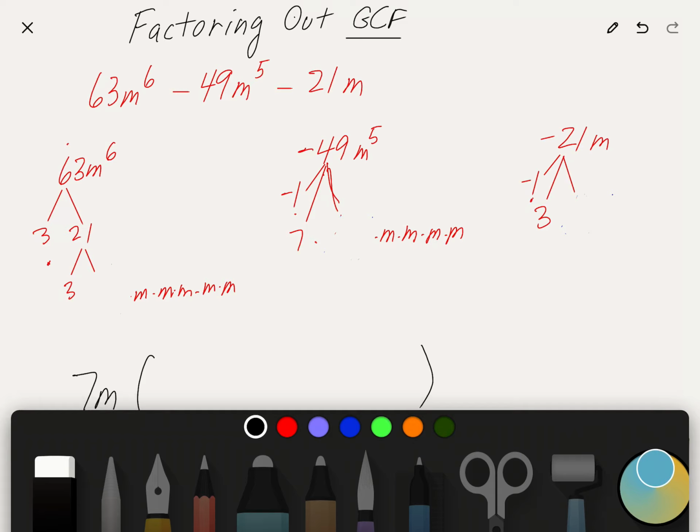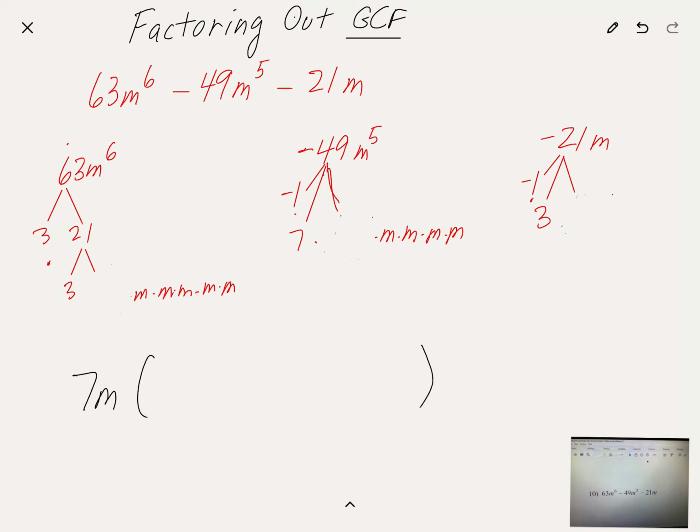Now, whatever remains is what goes inside the parentheses. So this is 3 times 3, and we got m to the 5th. So this is going to be 9m to the 5th. And then I'm going to have a -1 times 7, and there's m to the 4th. So that's going to be a negative or minus 7m to the 4th. And then I just have a -3 over here, so I just put a -3.